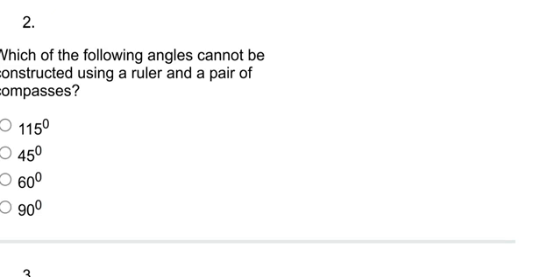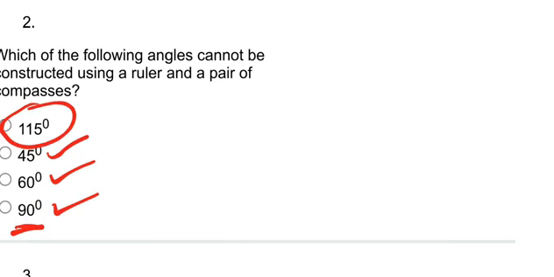For question number 2, the question says, which of the following angles cannot be constructed using a ruler and a pair of compasses? So we have 115. Let's start with the bottom one. We can do that. We can use compass and a ruler to construct it. 60, we can do that. We can construct 45. That is bisection of 90 will give us 45. Then this one will be the answer, which is the odd one.